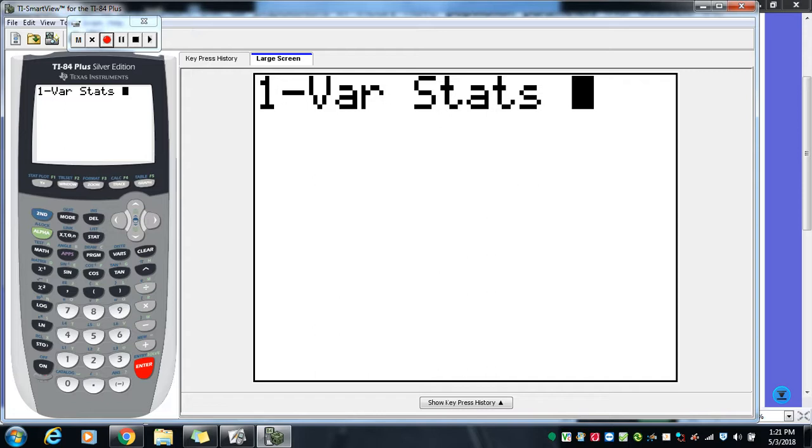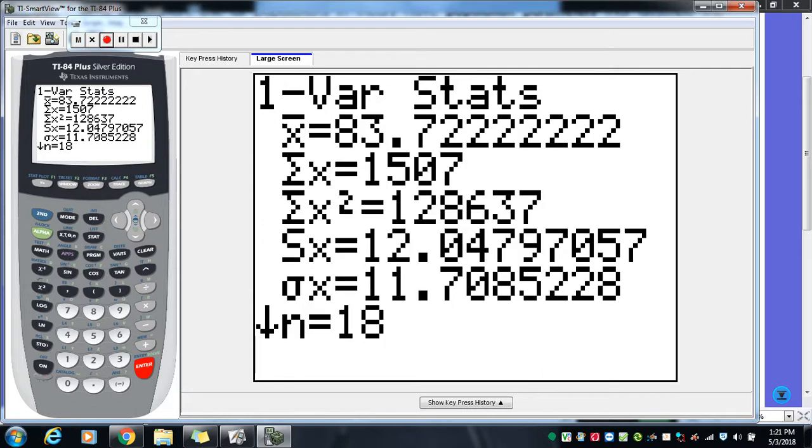Now again, if you have the list, the first one that says list should say L1. The other one should be blank. And then this is when we hit stat. And then how do we get that? Over to calc, and then it's the first one, the 1-var stats. Instead of L1, you should say L2. So what did you click after that? Over to calc. This first one, X bar, that is your mean.